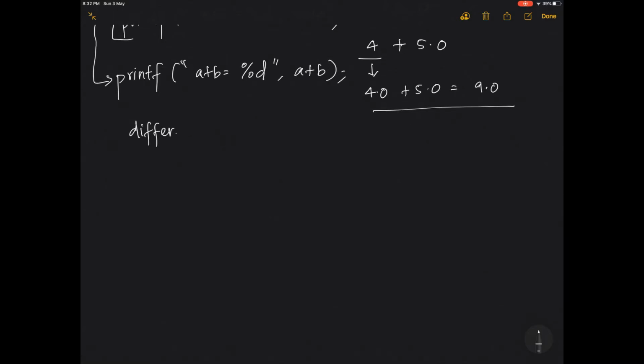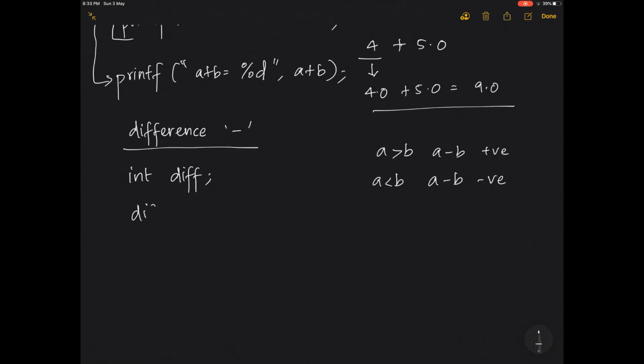Now the difference is denoted by the minus sign. Two things can happen in difference. If a is greater than b, then a minus b is going to be positive. If a is less than b, then a minus b is going to be negative. You can do one way where I am going to declare an int diff, and I am going to do diff is equal to a minus b, and I will printf the difference, like I'll print it as a minus b is equal to %d, and print diff.